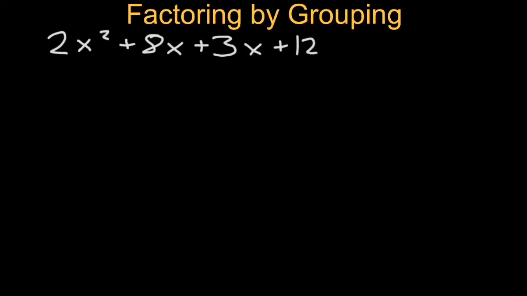Let's do two more practice problems. For the first question, we'll have 2x squared plus 8x plus 3x plus 12. And for the second one, we'll have 18 minus 15x minus 6x plus 5x squared.